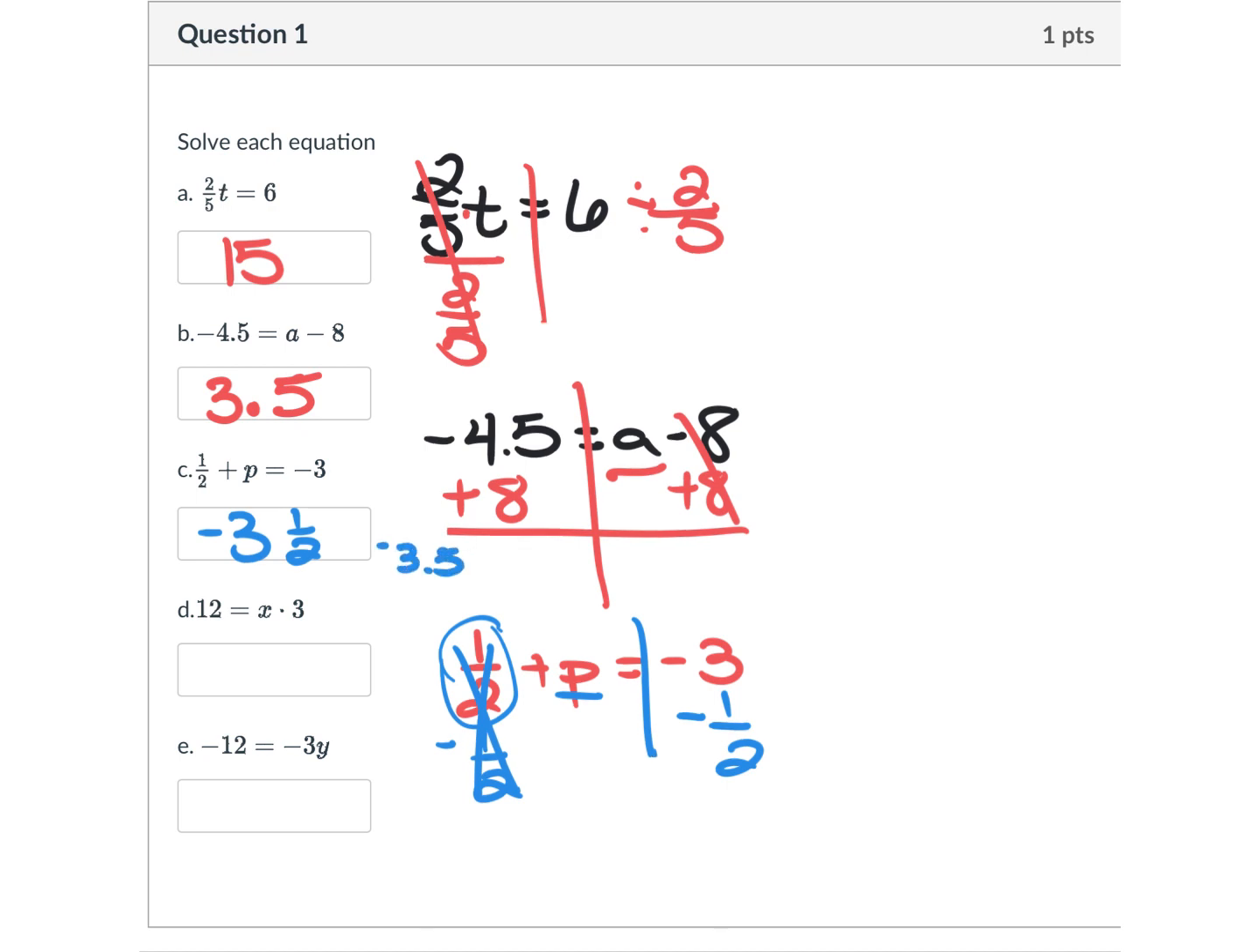Okay, letter D, 12 equals x times 3. To get rid of times, we're going to divide. So we divide by 3, that goes away. 12 divided by 3 is 4.